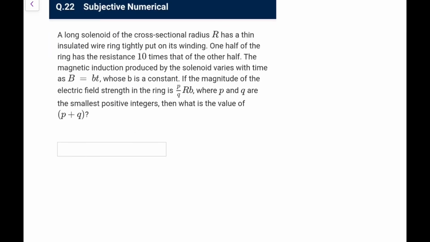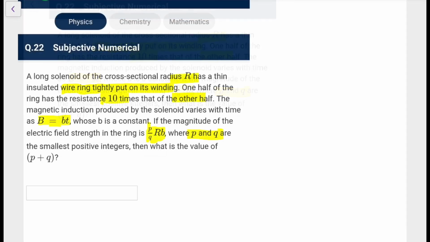A long solenoid of cross sectional radius R has a thin insulating wire ring tightly put on its winding. One half of the ring has a resistance 10 times the other. The magnetic induction produced by the solenoid varies with time like this, where B is a constant. If the magnitude of the electric field strength in the ring is this, where P and Q are the smallest positive integers, what is the value of P plus Q? Now this is the pick of the question.